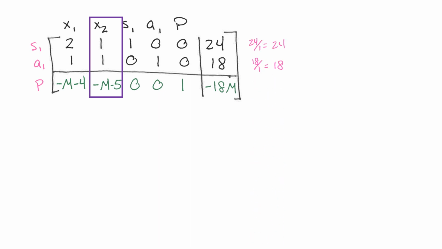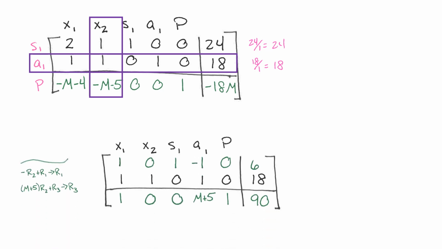So 24 over 1 is 24. 18 over 1 is 18. So that means that row 2 is going to be the pivot row. Notice that 1 is the pivot element, so my next move would be to get zeros in the rest of the column. So I'll use the command negative R2 plus R1 to get a new row 1. And that new row 1's values are 1, 0, 1, negative 1, 0, 6. Row 2 stays the same, 1, 1, 0, 1, 0, 18.